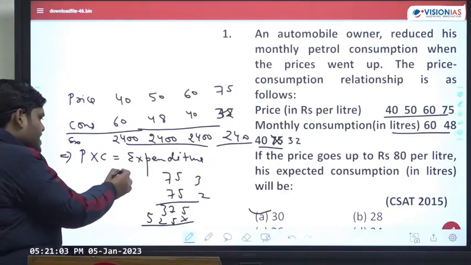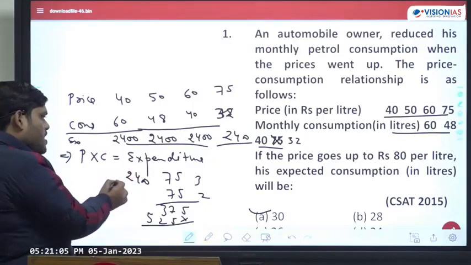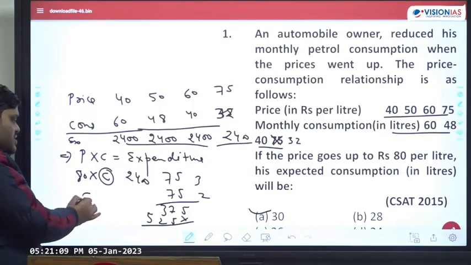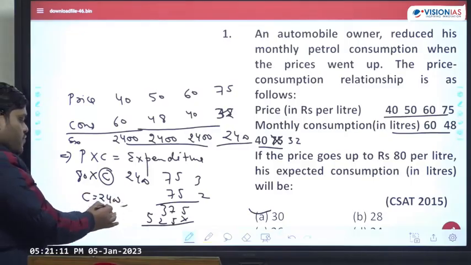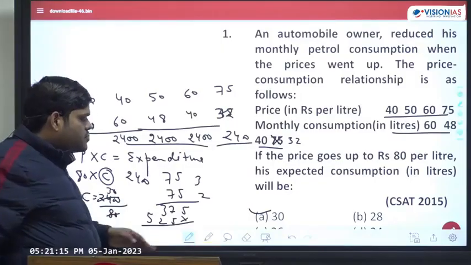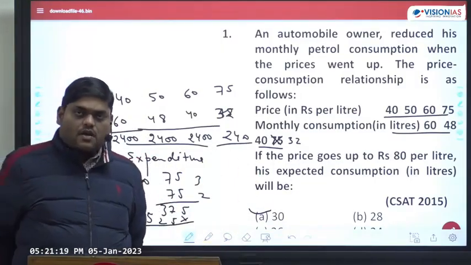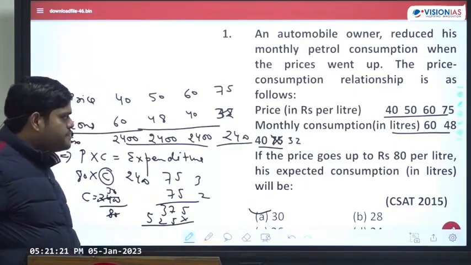So expenditure is 2400. The price is 80. So we can find out the consumption. Consumption will be 2400 divided by 80, and the answer should be 30. So A should be the correct answer.